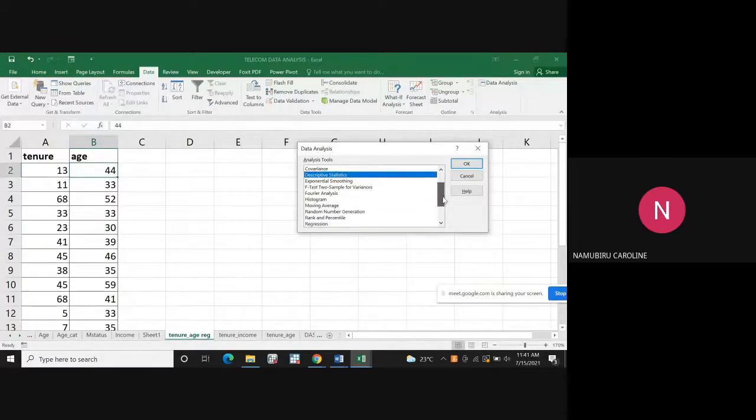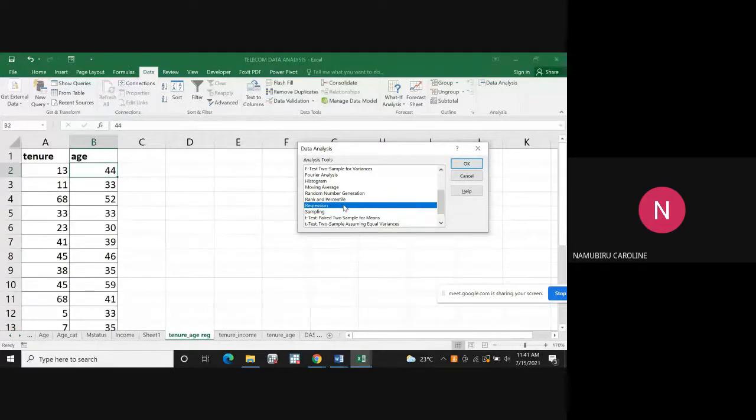So we are looking for the regression, which is here. You scroll through all the tools available till you find the one you need. This time around, we need regression. Last time we used correlation. The other time we used descriptives. So you click on regression and then you say okay.